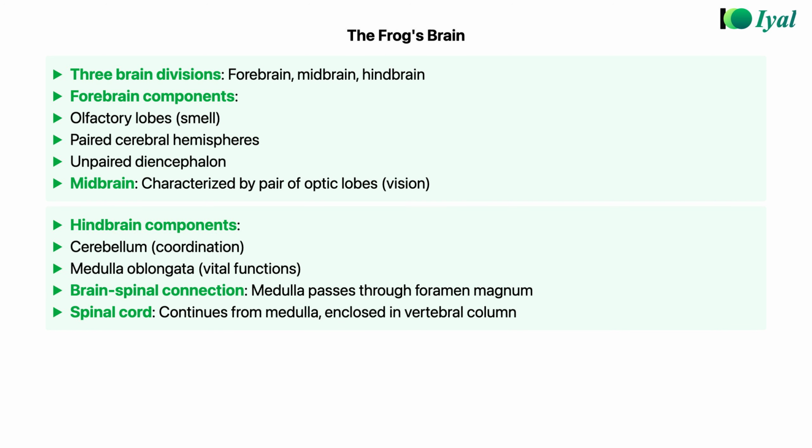The hindbrain has 2 main parts. There's the cerebellum, which helps with coordination, and the medulla oblongata, which controls vital functions like breathing and heart rate. The medulla oblongata passes out through an opening called the foramen magnum and continues as the spinal cord. The spinal cord runs down the back, protected by the vertebral column. This gives us a continuous nervous pathway from the brain all the way down the body.